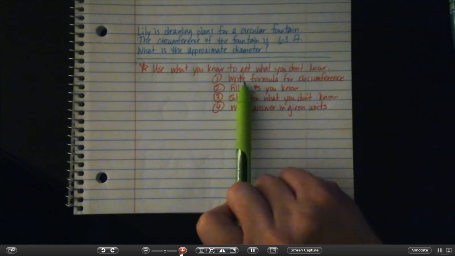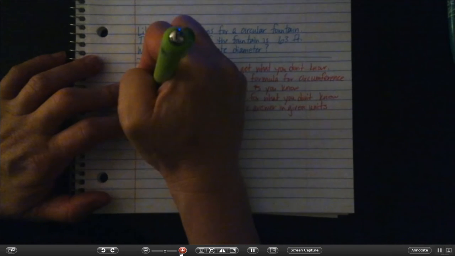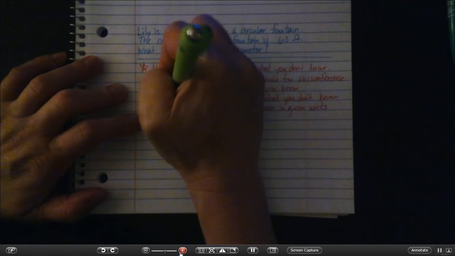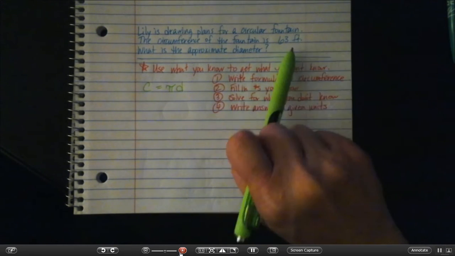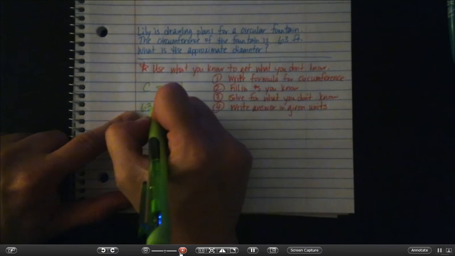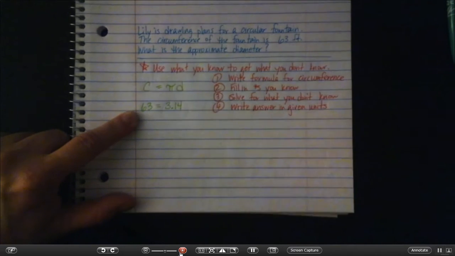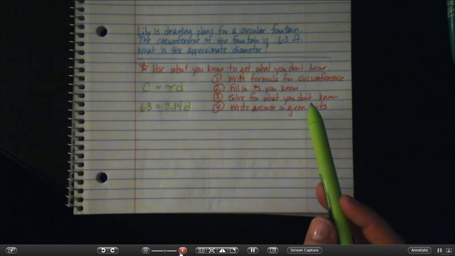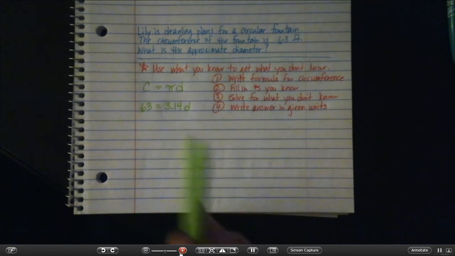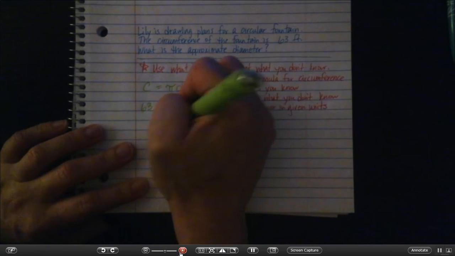Okay, so what is the approximate diameter? Well, I'm going to use what I know to get what I don't know. What do I know? I know the formula for circumference. I know circumference equals pi d. It's pi times the diameter. I'm going to fill in the numbers that I know. I know the circumference is 63, so instead of c, I'm going to write 63. I know I can use 3.14 for pi. I don't know the diameter. That's the thing I'm trying to find out. Now I solve for what I don't know.